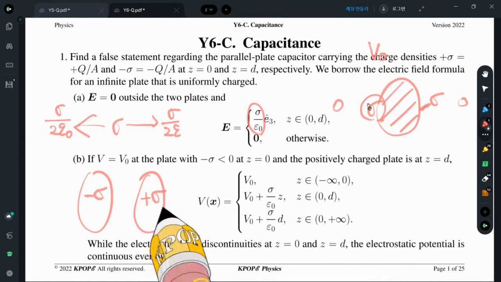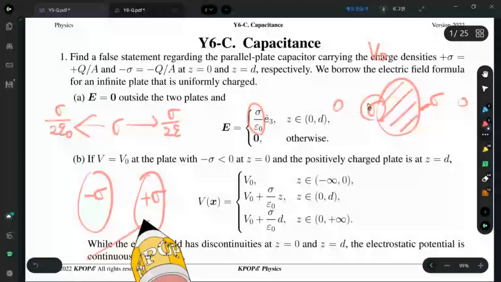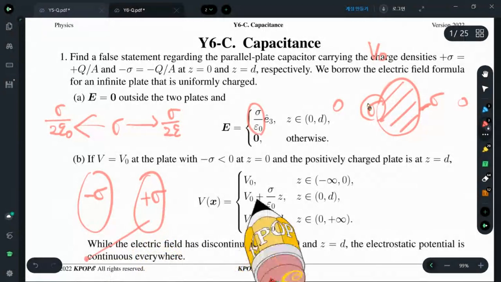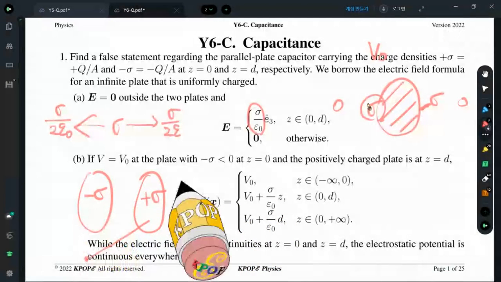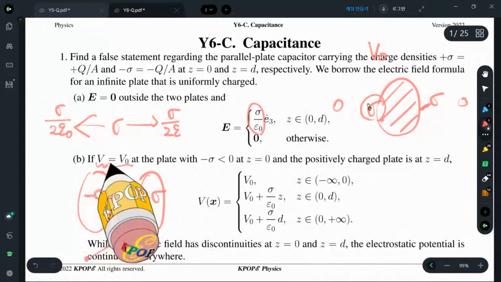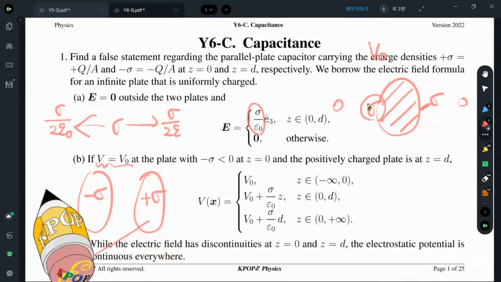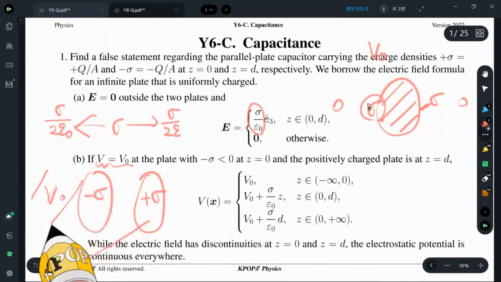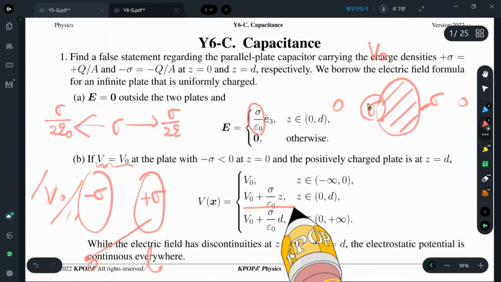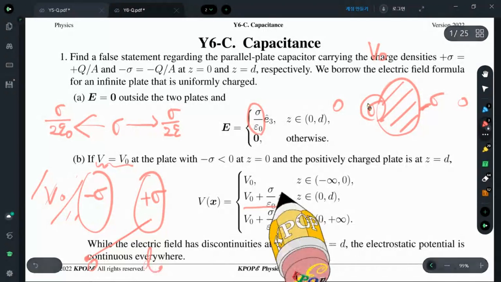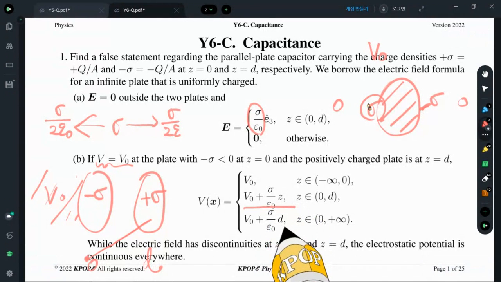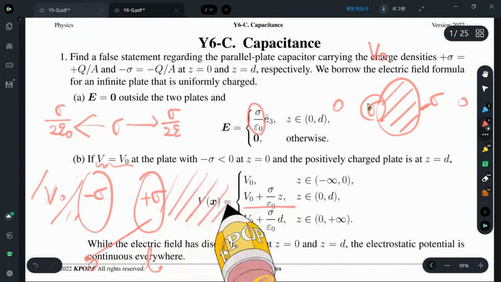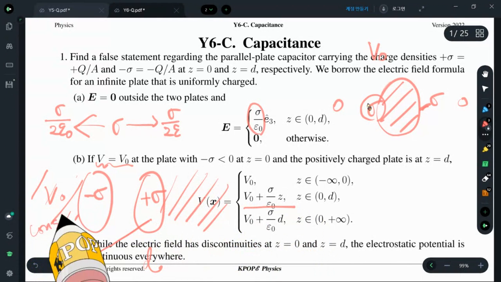Okay, so potential is increasing. This is a minimum value. And at this plate, it is stated that V equals V0. So everywhere on the left-hand side is V0, and it increases from V0 from 0 to D like that. If we substitute Z equals D, this value is this. And then the right-hand side is again constant.